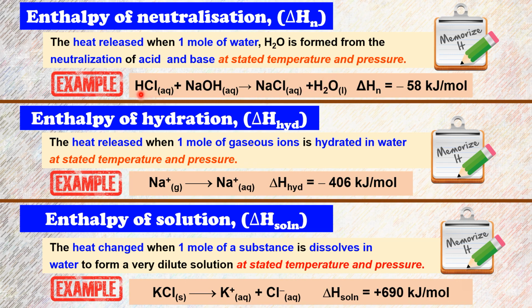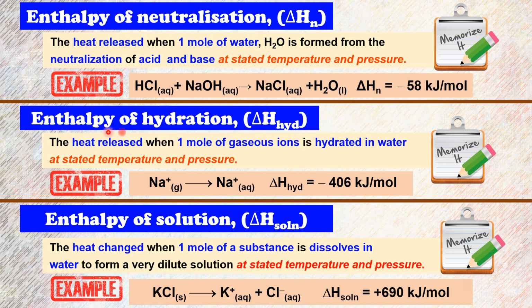Okay. So the value of delta Hn is equal to negative 58 kilojoule per mole. Usually for the neutralization between strong acid and strong base, producing salt and water, the value of delta Hn is approximately negative 58 kilojoule per mole.